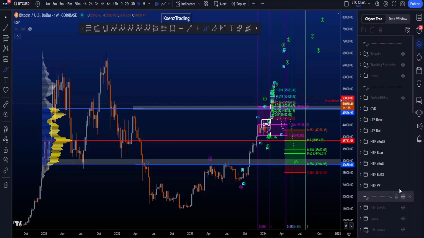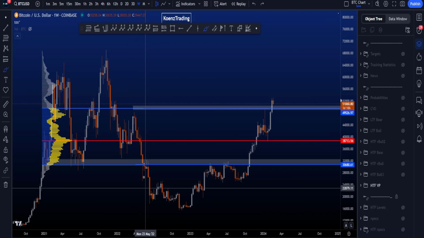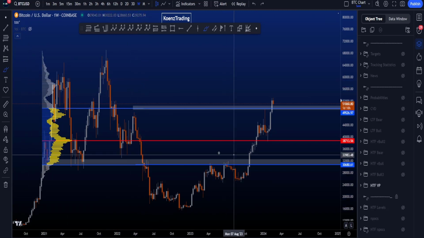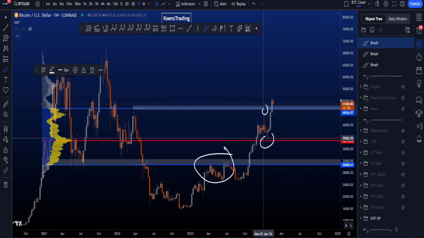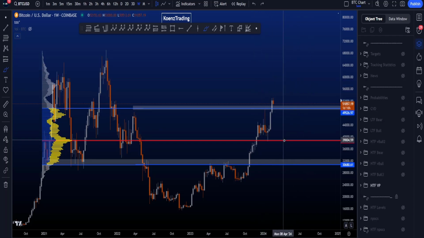Hi everyone, let's go over my bullish and bearish Elliott Wave scenarios on Bitcoin, starting however with the volume profile on the weekly time frame, which as you can see is very nicely respected, and now we are closing weekly candles above the value area high.